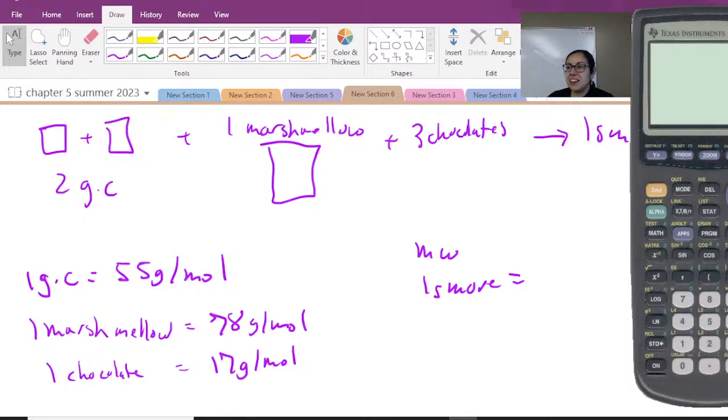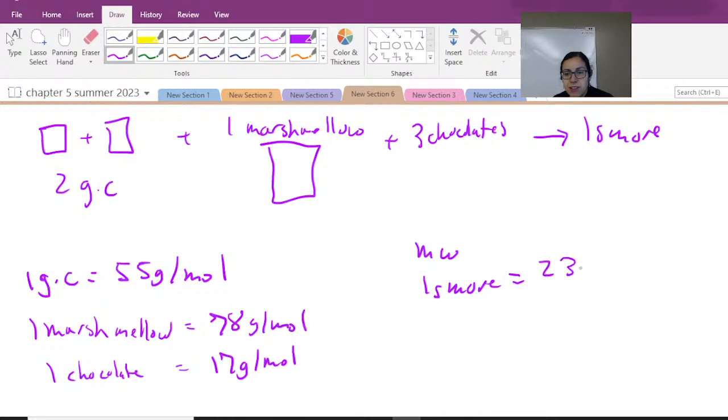What do we get? 249 grams per mole. Do we get 249? Is that what other people got? Let's do a quick check. So write 55 times 2 plus 78 plus 17 times 3. Did I make sure I didn't punch anything in? So 239. Okay, going once, going twice.